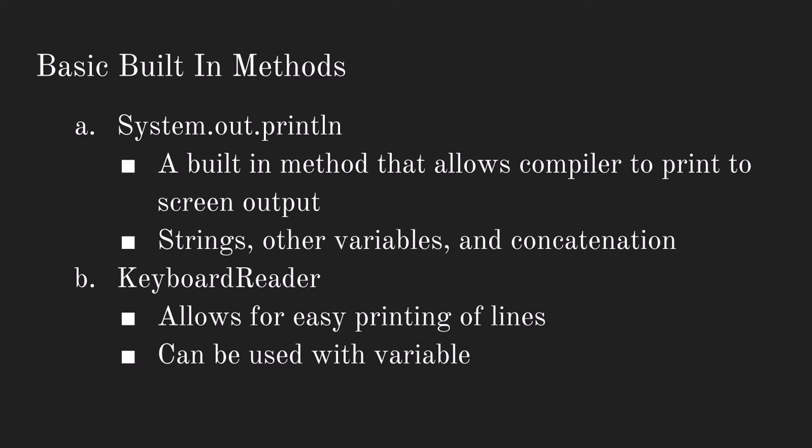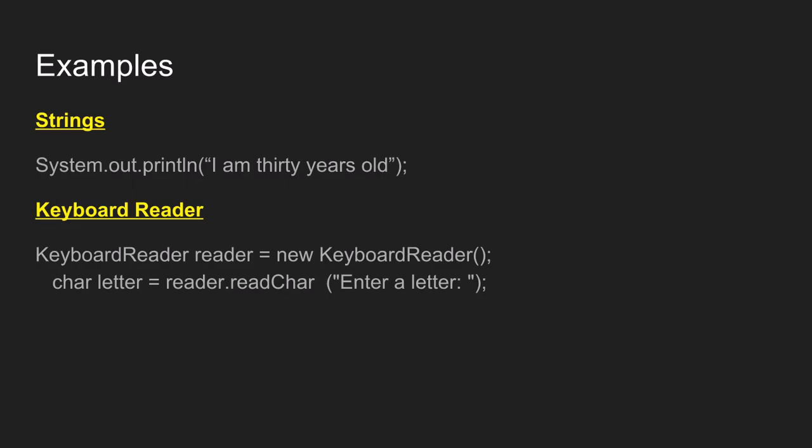And then another one you guys might not be familiar with is KeyboardReader, and this is extremely useful, and it would be the one that I would recommend you guys to use when you go into AP Computer Science, because they can be used directly with variables. Now this might not seem to make a lot of sense right now, but I'm just showing an example. So right here, how would you create a KeyboardReader object?